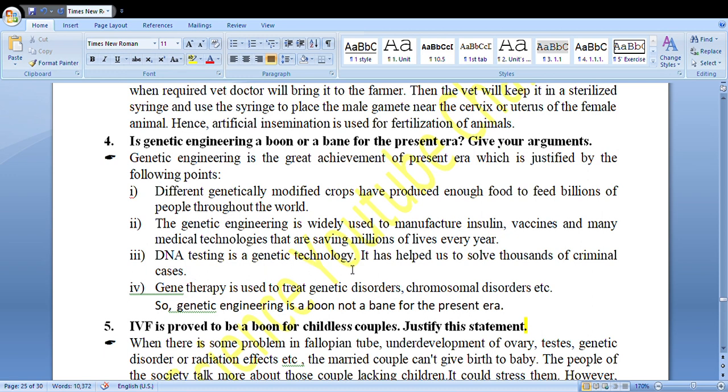DNA testing is a genetic technology. It has helped us to solve thousands of criminal cases. Gene therapy is used to treat genetic disorders, chromosomal disorders, etc. So genetic engineering is a boon, not a ban, for the present era.